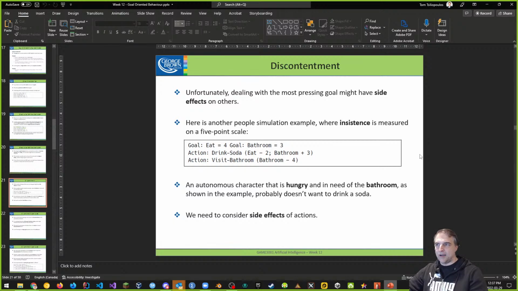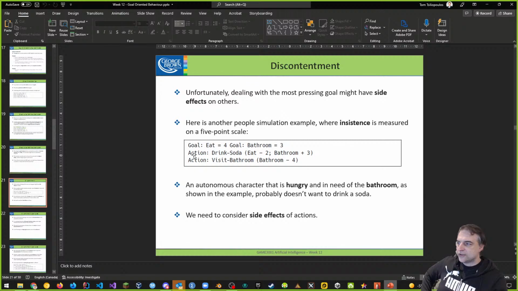Unfortunately, dealing with the most pressing goal may have some side effects, right? People in the real world have multiple goals, and sometimes your goals conflict, and so too might something like that happen for a game AI. Let's go back to the people example, and we're using a 5-point scale again, and we're going to give two goals with fairly decent insistence. One of them is an eat goal, so hunger, which has an insistence of 4, and a bathroom goal. Let's say you have to go to the bathroom, which is an insistence of 3. So a medium to medium high goal from 0 to 5, let's say.